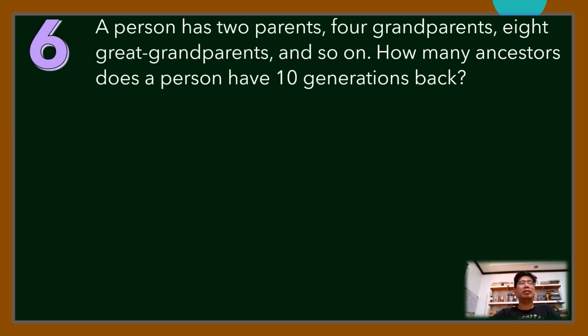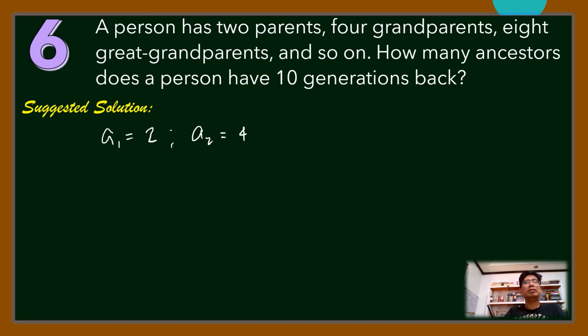Problem number 6. A person has 2 parents, 4 grandparents, 8 great-grandparents, and so on. How many ancestors does a person have 10 generations back? Here's our solution. The problem illustrates a geometric progression. Talking about ancestors, a sub 1 for a person has 2 parents. Then a sub 2 is equal to 4. A sub 3 is equal to 8. From here, we get the common ratio as equal to 2.